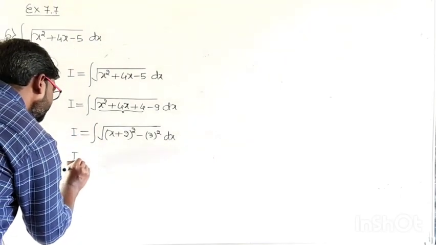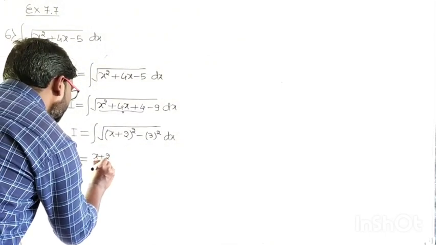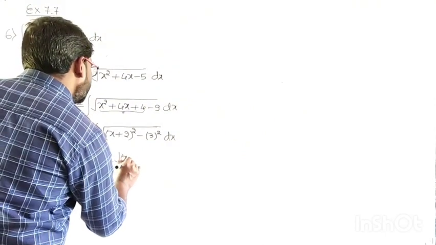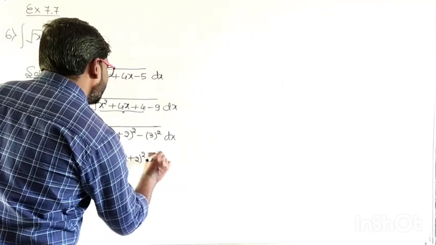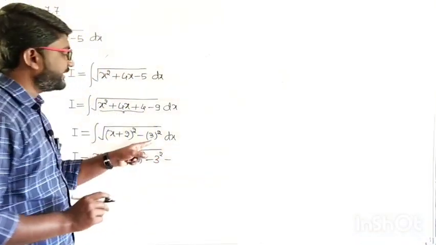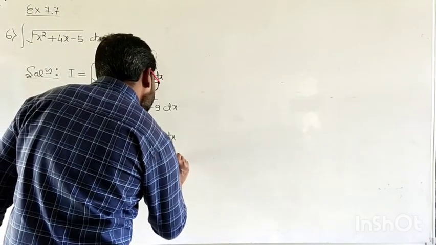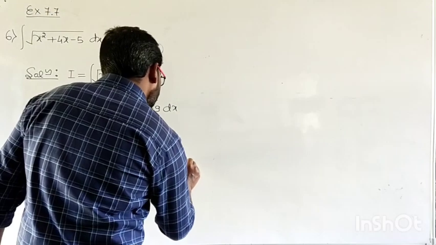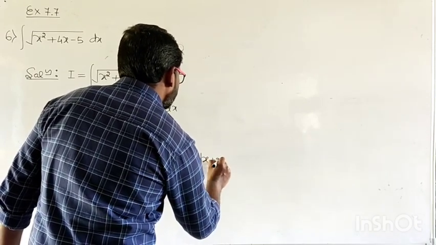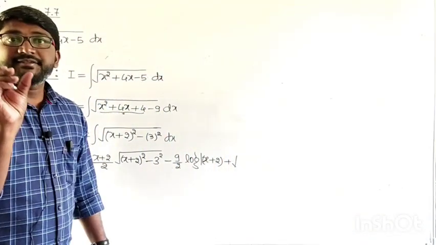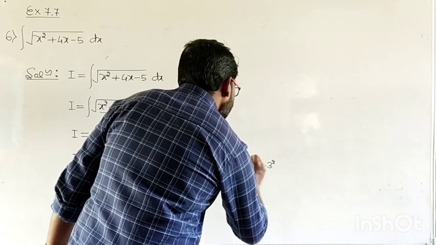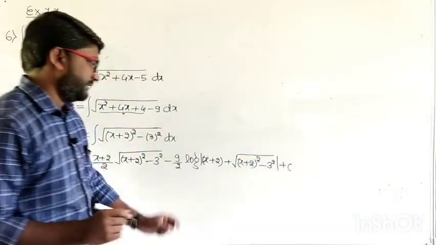So I is equal to x by 2, that is x plus 2 divided by 2, into the square root of x square minus a square, that is x plus 2 the whole square minus 3 square, then minus a square by 2. The value of a is 3, so a square will be 9. So it is 9 by 2 log mod x plus, where x is x plus 2 here, so x plus 2 plus the square root of x plus 2 the whole square minus 3 square, mod complete, plus c. Let us simplify this further.